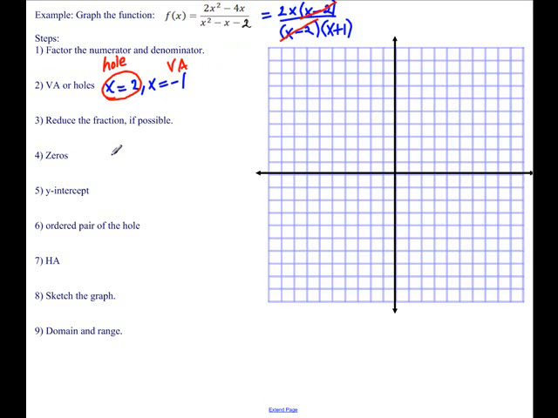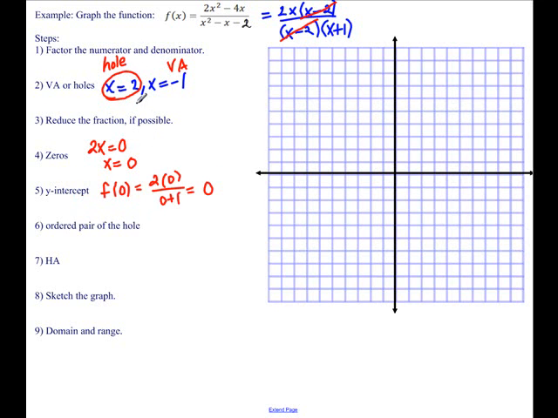So let's think about what the zeros are. The zeros now are where 2x is equal to 0, which is at x equals 0. And now we need to find the y-intercept. We plug in 0 for x. So we would get 2 times 0 over 0 plus 1, which we know is 0 over 1 or 0.